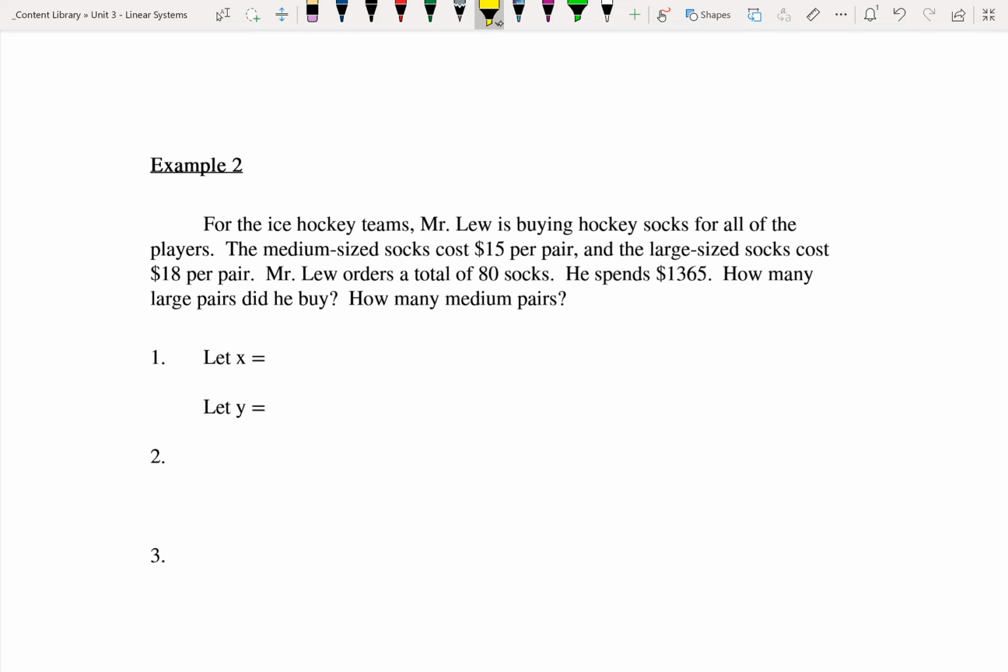How many medium pairs? So we're going to go back through and highlight any important information. He's buying socks for the ice hockey teams, but that's not really important. What is important though is the cost. Medium-sized socks are $15 a pair. Large sizes are $18 a pair. He orders a total of 80 socks, and he spends $1,365. And then finally, we're looking for how many large pairs did he buy and how many medium pairs. Actually, we'll use just a different highlighted color.